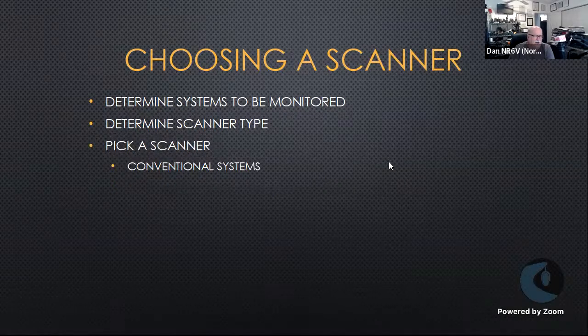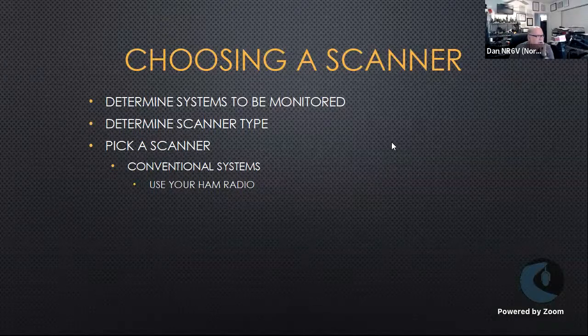So how do you pick a scanner? Well, for conventional systems, you probably already have one. Most ham radios do have a scan function built in. It may have some deficiencies compared to a dedicated scanner, but you've already got it. I have a Yaesu FT-8900 in my truck, and I have one side listening to the ACS repeater. I have the other side scanning LA City Fire Department, and it works beautifully for that purpose.